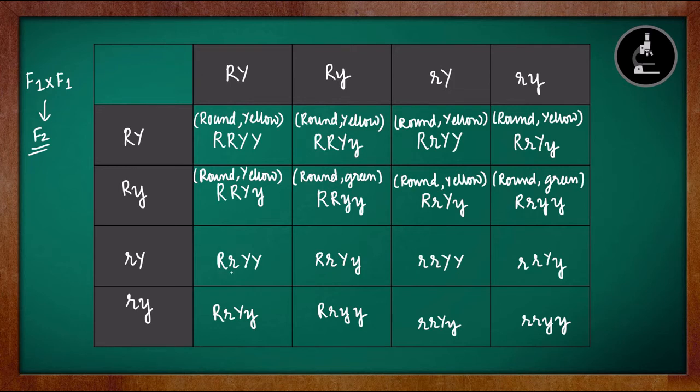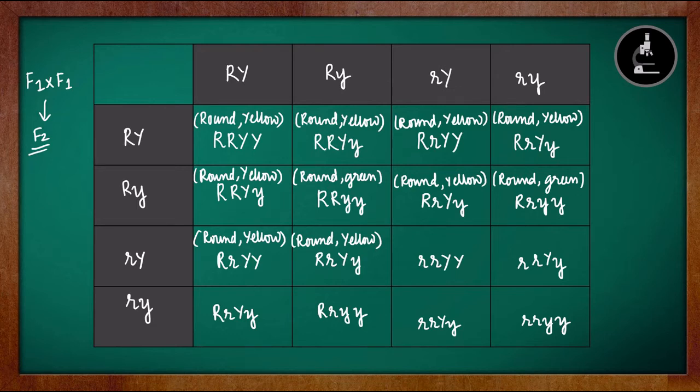Next, capital R, small r. Capital R is definitely going to be round. Capital Y, it is going to be yellow. So round yellow. Next, capital R, small r, capital Y, small y. So it will be round because capital R is present, and yellow because one capital Y is present. Even if one allele is dominant, the phenotype will be dominant character.